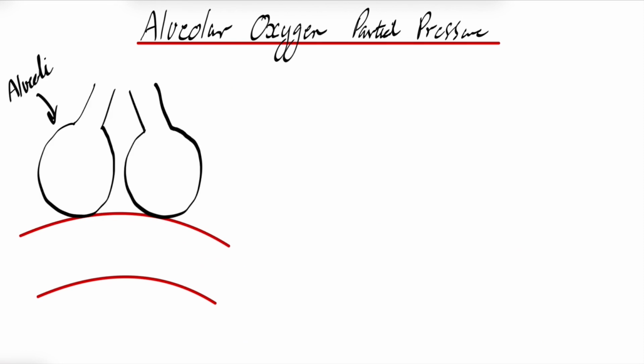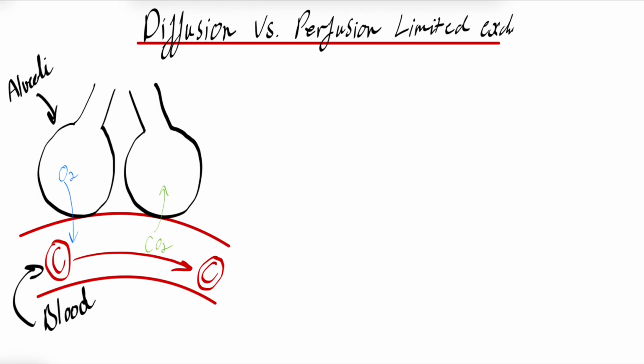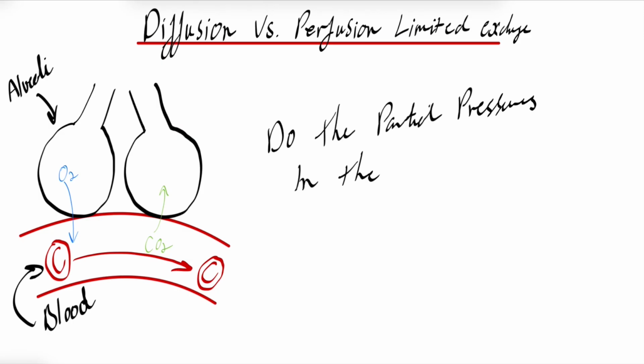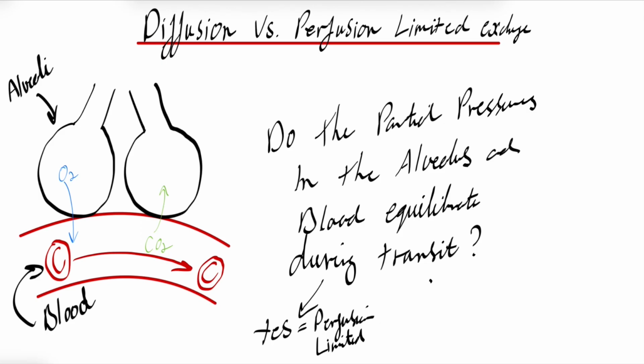So when talking about diffusion-limited versus perfusion-limited gas transfer, the easiest way to think about it is to ask the question, do the partial pressures in the alveolar gas and capillary blood equilibrate during transit? If they do equilibrate, the gas is perfusion-limited, and if they don't equilibrate, the gas is diffusion-limited.